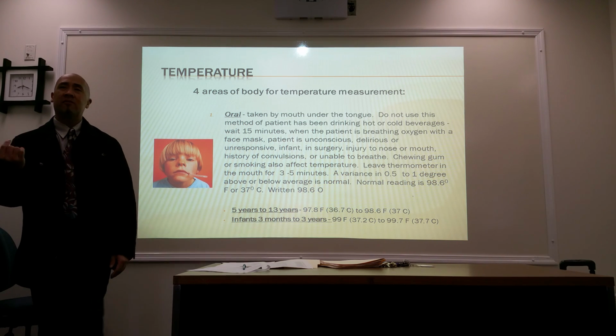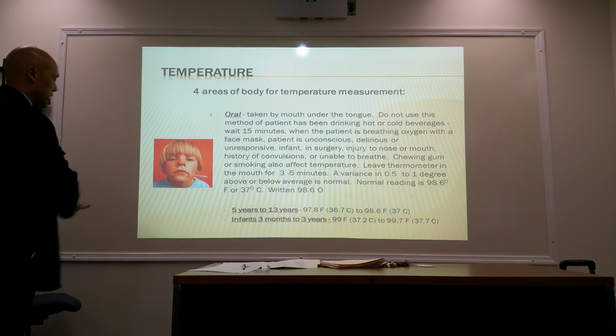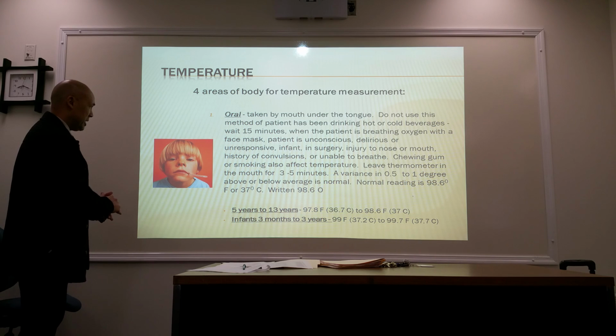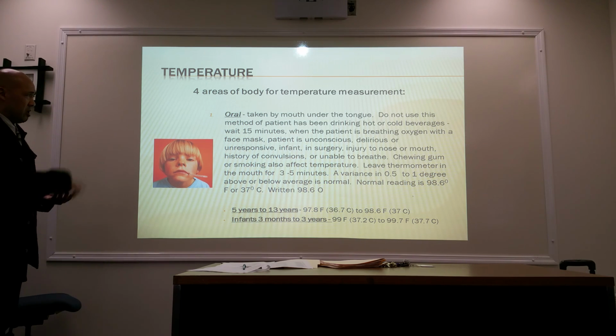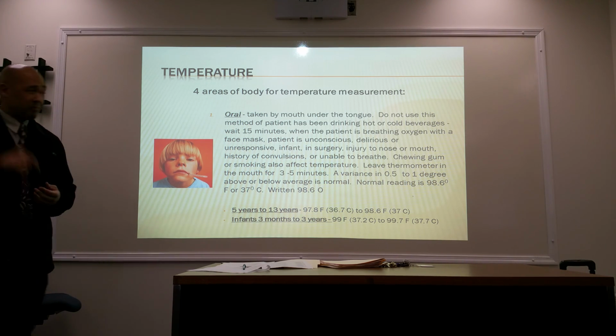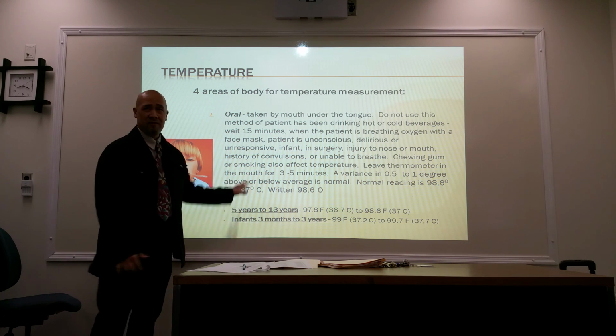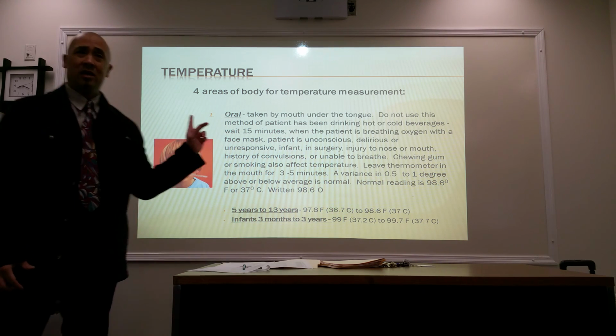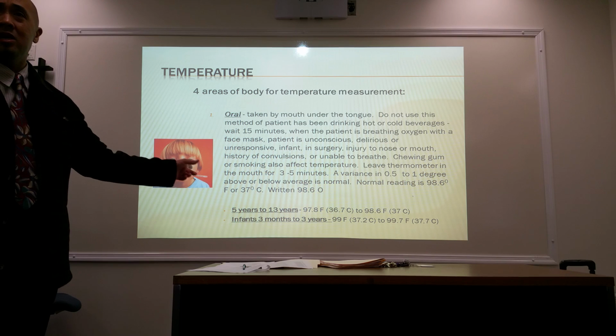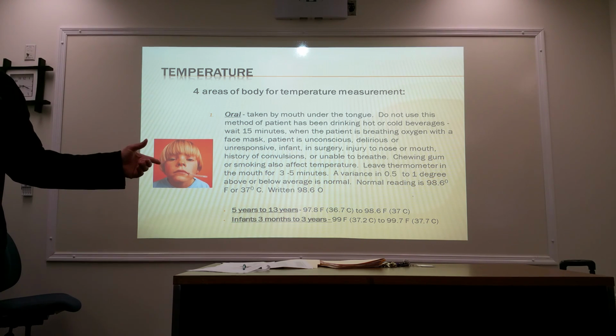We're trying to prevent any type of injury to the patient by taking the vital signs orally. Also, if they're unable to breathe. Now, here's an interesting factoid. Did you know that chewing gum and smoking increases metabolism? It increases body heat. Did you guys know that? Yes, no? It does.